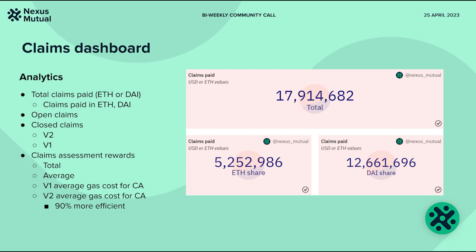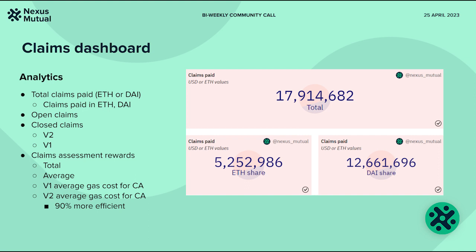And one of the notable things is it talks about the average gas cost for participating as a claims assessor and voting in V1 and V2. And you'll see that the average gas cost for claims assessment in V2 is 90% more efficient than it was in V1. So that's definitely been a big benefit as more people have gotten involved in voting in V2. So you can look at this.